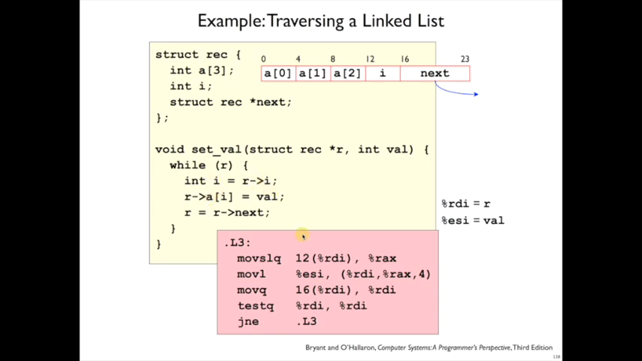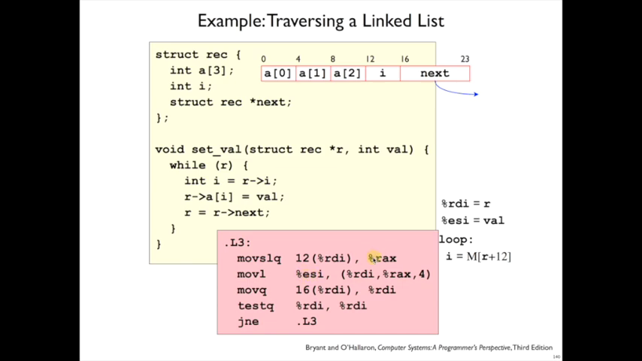It comes out of the record. So that's why we take RDI, which is r, and look 12 bytes into it to get 4 bytes that we sign extend out to 8 bytes. So that's RDI plus 12 gets us the i field. So that's what that first thing is doing. It's getting the i field, as the local variable i is the i field out of r.